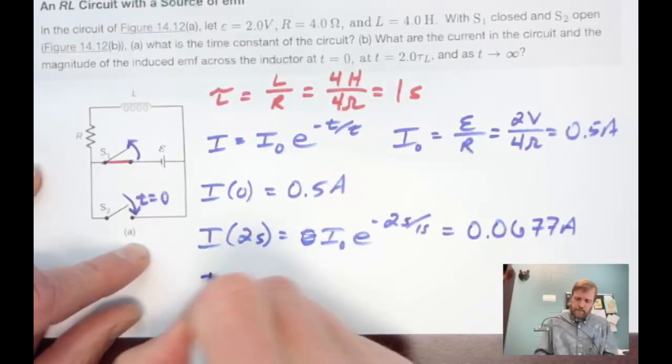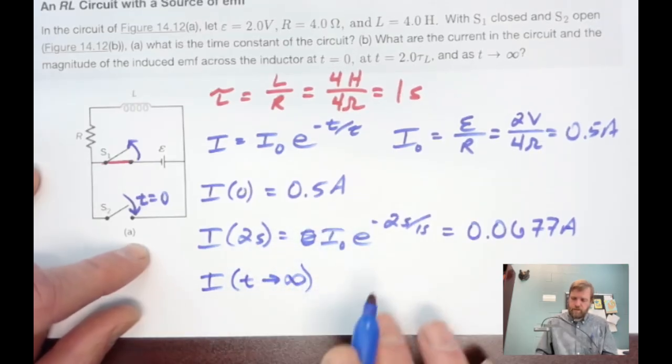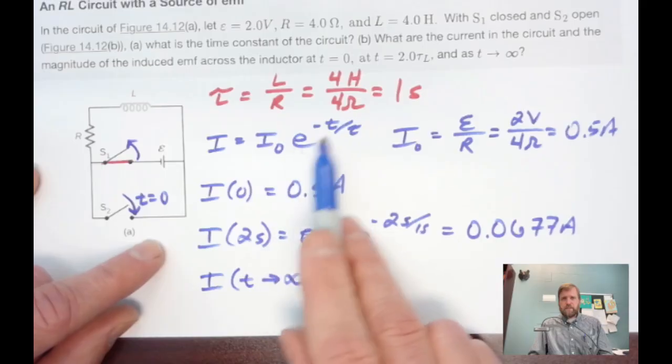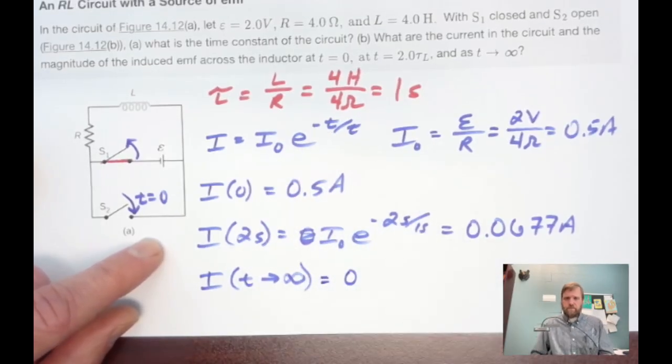And then lastly, I as t approaches infinity. Well, as t approaches infinity, e to the minus infinity is 0. So this is going to be 0.